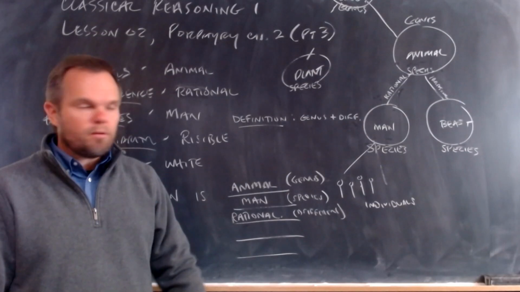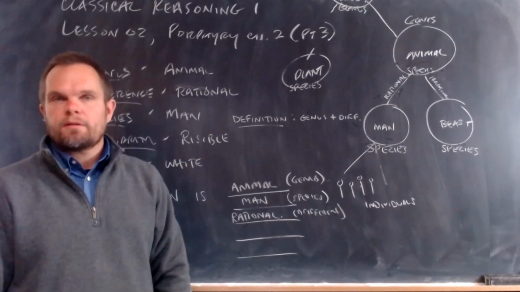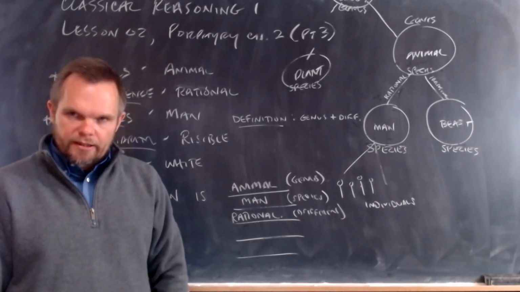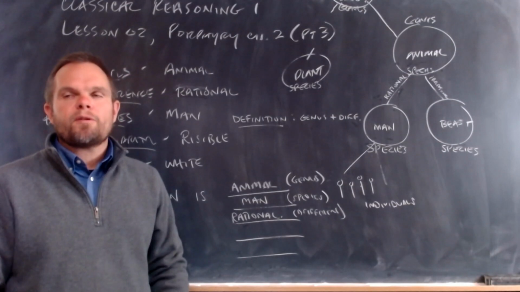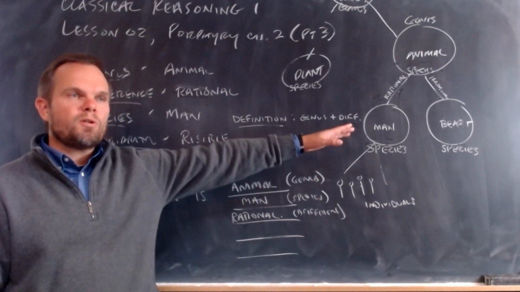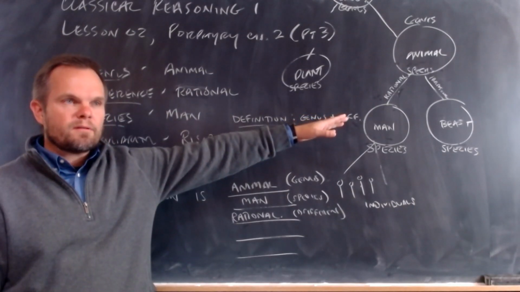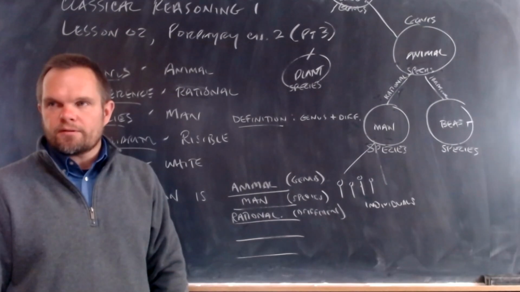It's an animal. That's the genus. It's an animal that is irrational. That's the definition. The real philosophical definition of a beast. All you have to do is state the genus and the difference of a thing, and that's its definition.